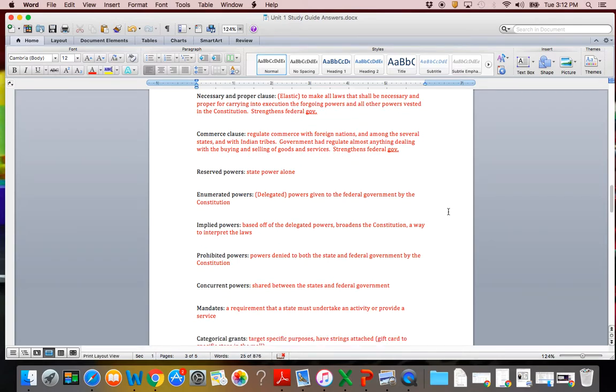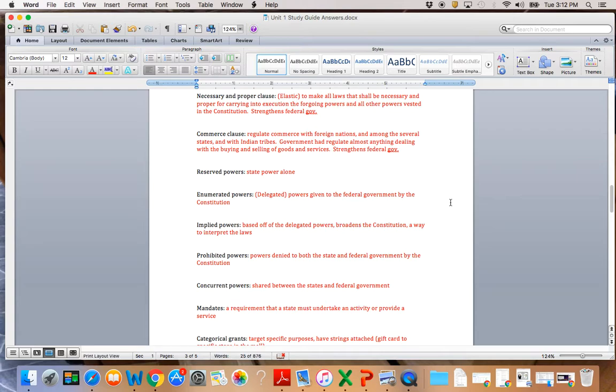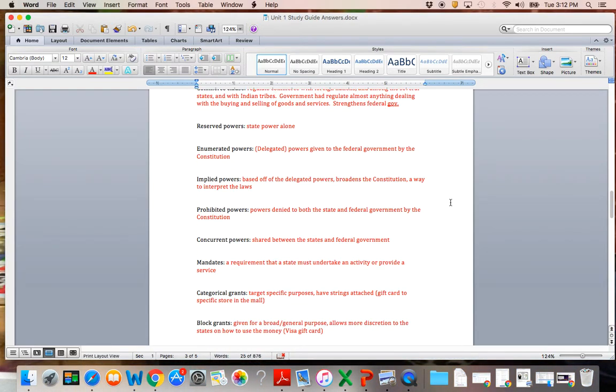The Enumerated Powers, also known as the Delegated Powers, are those powers given directly to the federal government by the United States Constitution. Implied powers are looking at those delegated powers and implying that something can occur or something can be written as a law because it says it's in the delegated powers. For example, if the United States can create a currency, it is implied that they can have their own national bank.